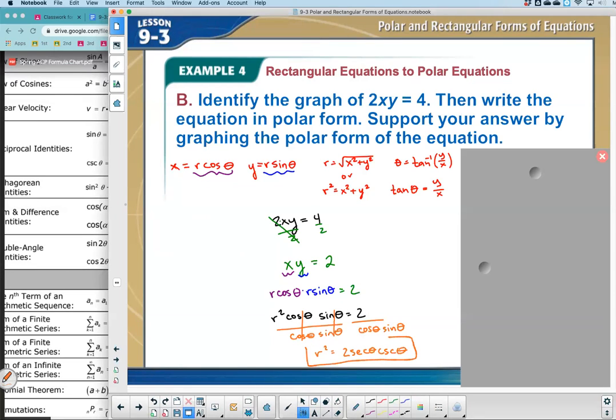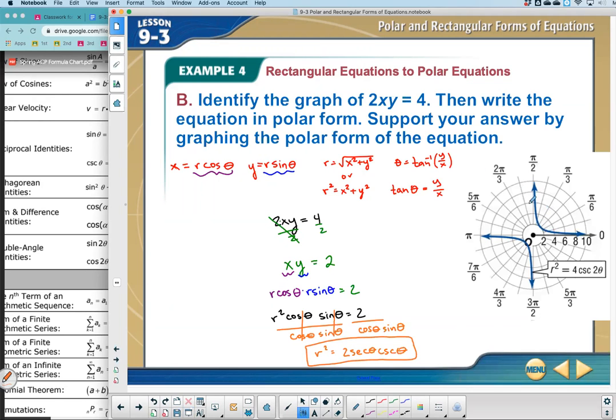You might be going, so what the heck type of graph is that? Answer is it's a hyperbola. That is a hyperbola. We wouldn't have known it by the equation because that looks quite a bit different, but that's a hyperbola.